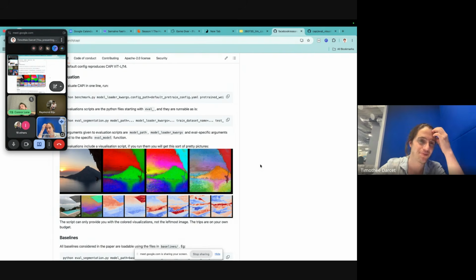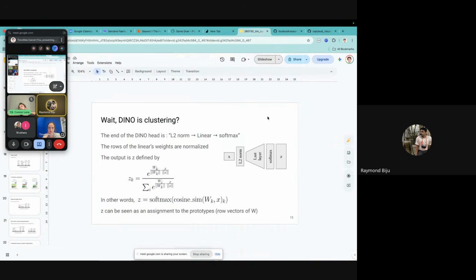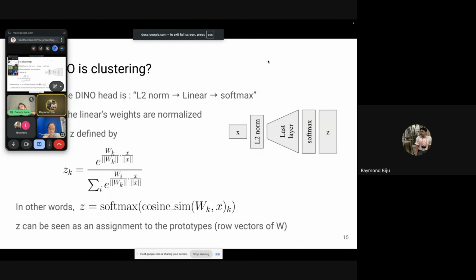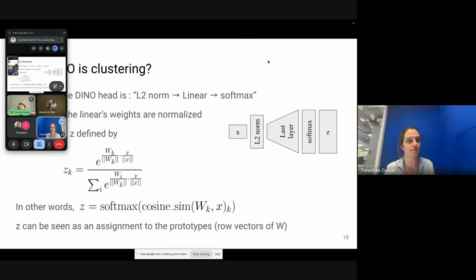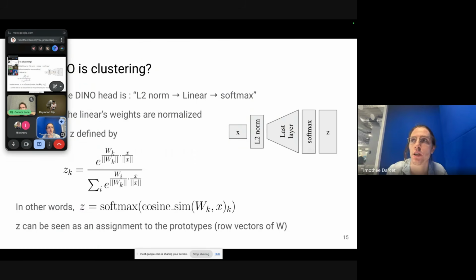Sorry, last thing. Did you ever try and enforce some property on the prototypes? Like such as? I mean, now with SIGREG, you could enforce that they're all normally distributed in whatever space. You could do other things. No, I didn't really enforce any property. I guess norm 1 is enforced, if I remember correctly.